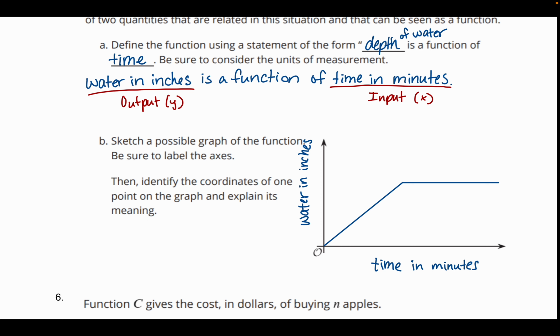This is my example, and because you may be using different units, you can use something other than water in inches or time in minutes. This was just my choice. So if we're identifying coordinates of one point on the graph to explain its meaning, I guess I should take some units here. So I'm going to just 1, 2, 3, 4. Maybe it only took 4, 5, 6, 7, 8. So maybe it only took 4 minutes to fill the whole pool. And this might be 1, 2, 3, 4, 5.